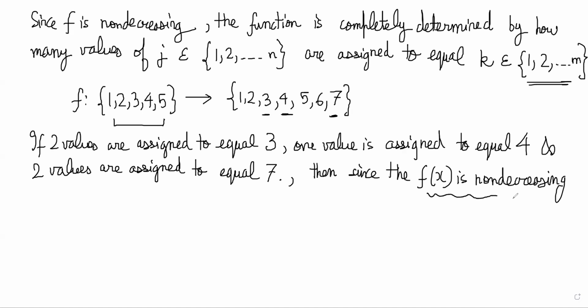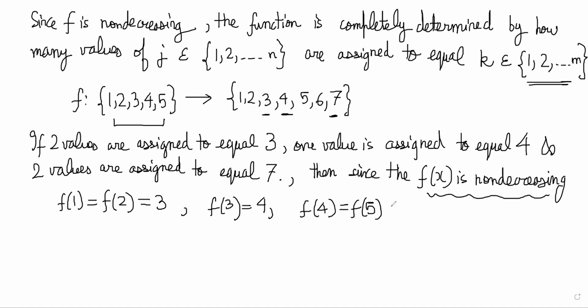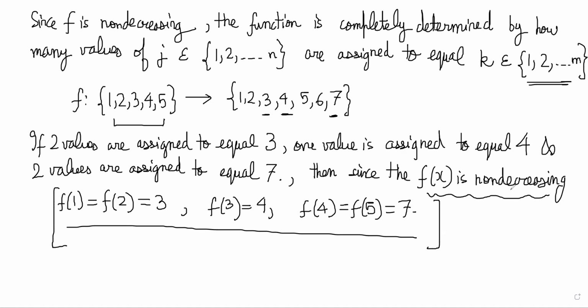But we know that the function is non-decreasing. So what the non-decreasing part means is that f of 1 and f of 2 must be 3, and f of 3 must be 4, and f of 4 and f of 5 must be 7, right? This is guaranteed if the function is non-decreasing. Like you cannot pick a different ordering of the inputs and outputs. You cannot say f of 1 can be 7. Why? If f of 1 is 7, then f of 2 has to be 7 or less than 7. So clearly the function will become a decreasing function, right?